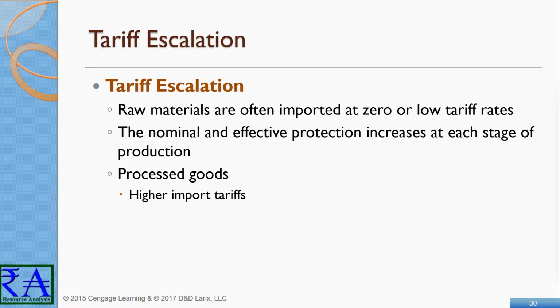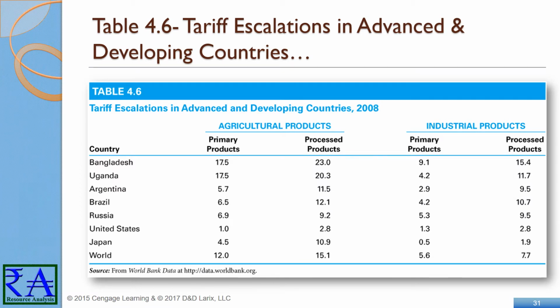Understanding the effect and intent of tariff escalation, what would you estimate to be the implications of the differences in rates charged in these two categories? Why does Japan charge 4.5% on raw agricultural products, but 10.9% on processed agricultural merchandise? But at the same time, 0.5% on primary industrial products, but 1.9% on processed industrial parts. Which industries are receiving the greatest benefits in the Japanese economy from trade policies? What about in other countries? How do you interpret what this information tells you?